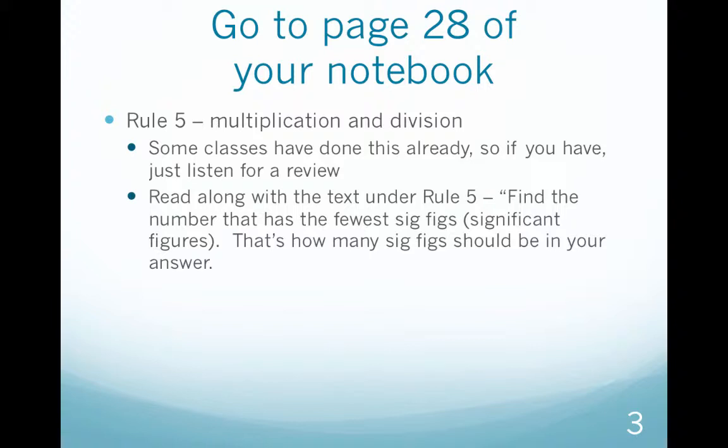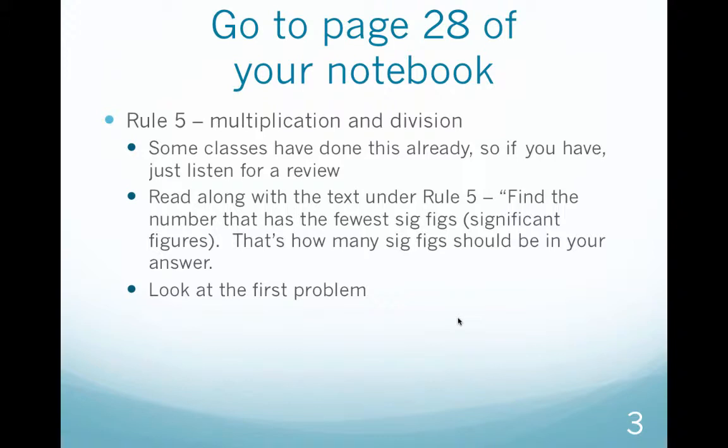All right, so let's go ahead and read along with the text there under Rule 5. It says, find the number that has the fewest sig figs, which stands for significant figures. That's how many sig figs should be in your answer. So when we're multiplying and dividing, we consider the number of significant figures that are in the numbers that we have. If you remember, we talked about this. Different numbers have different amounts of significant figures based on the precision of the lab equipment that was used to get those numbers in the first place. So when you multiply and divide by them, you need to take into account the level of precision that the original numbers had. So that's the whole purpose of this.